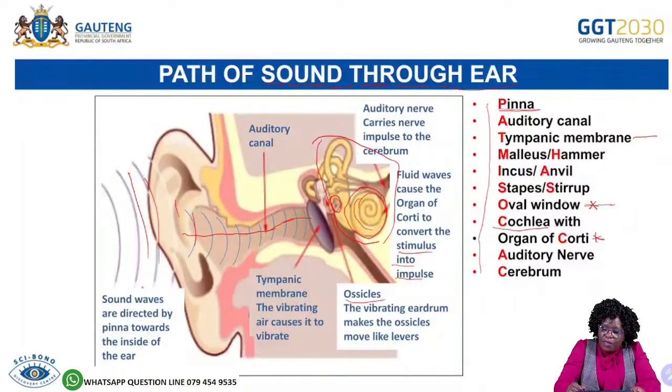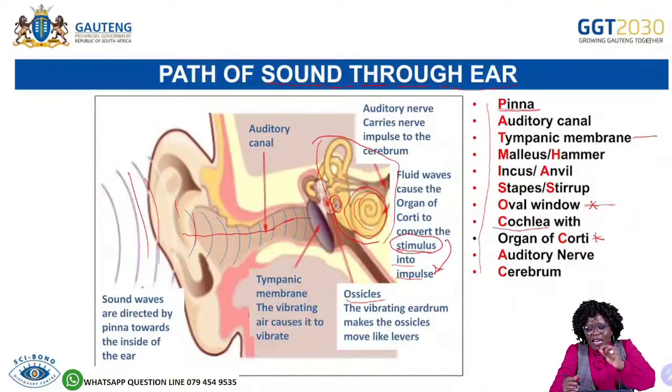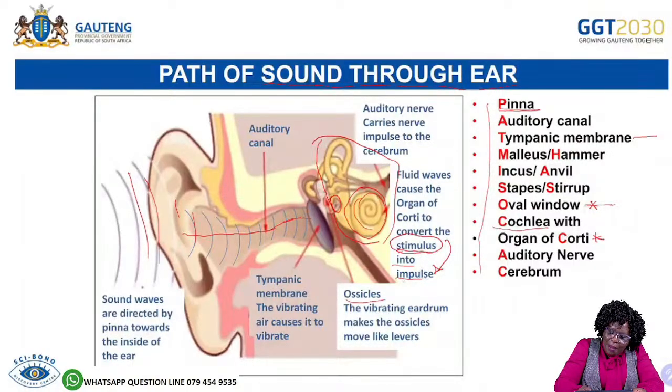By the cochlea. And remember, the pressure waves are what? Pressure waves are the stimulus, which must be converted. Please check this out. It is the stimulus, which is now converted into an impulse. Because for it to be taken to the brain, it must now be an impulse, not a stimulus. Now the impulse that is created, what had created the impulse is the organ of Corti.